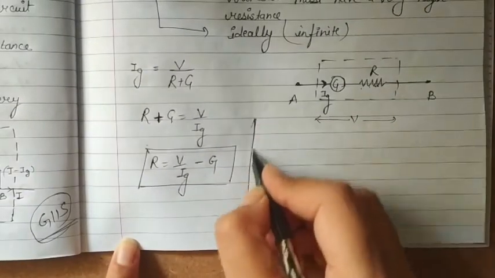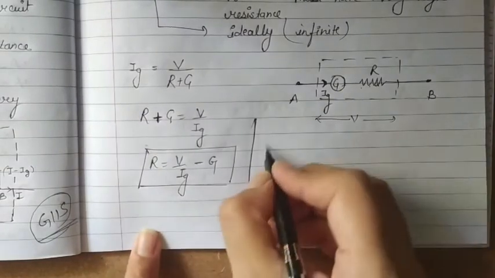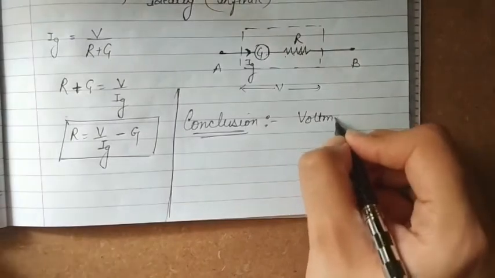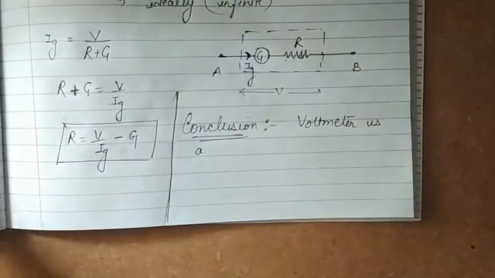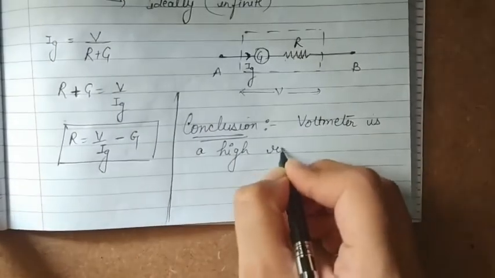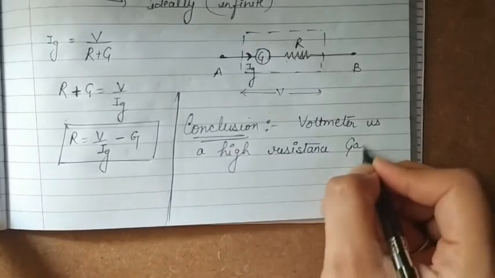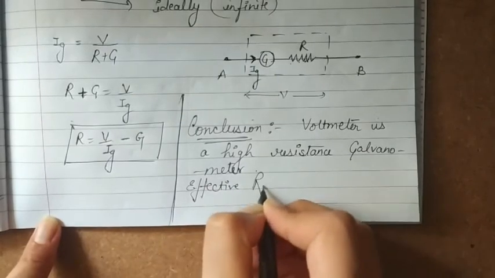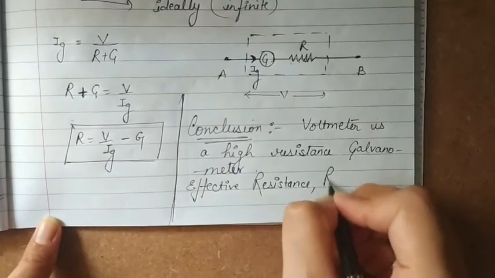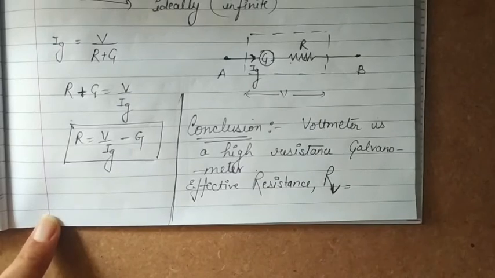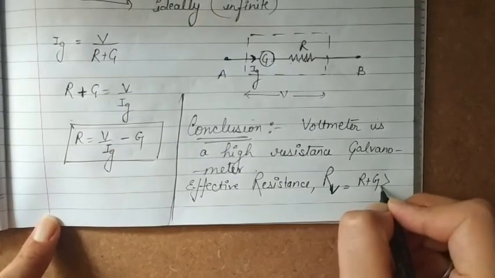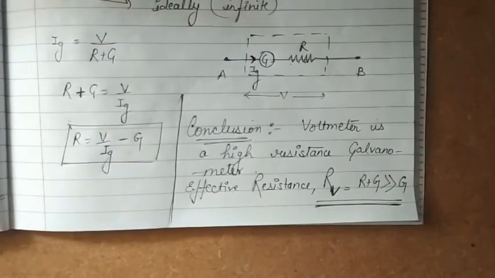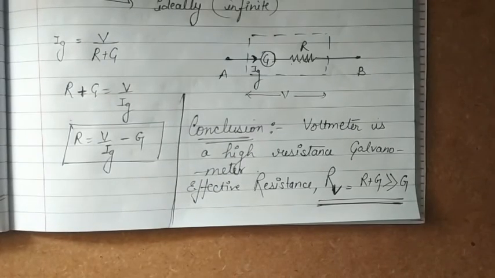So what we conclude, just as an ammeter was a shunted or low resistance galvanometer, similarly the conclusion here is that a voltmeter is a high resistance galvanometer, and its effective resistance RV, where RV means resistance of voltmeter, is equal to R plus G, which is much greater than capital G. This is about the conversion of galvanometer into voltmeter.